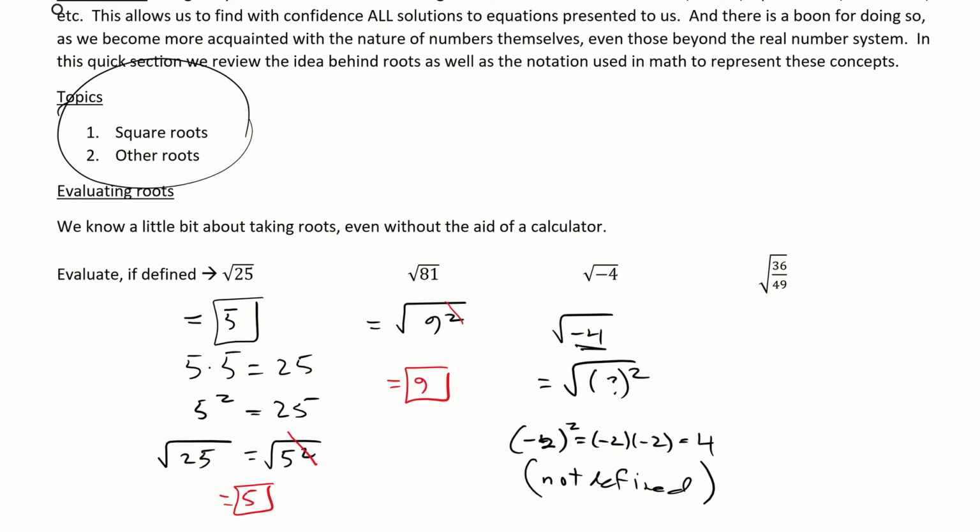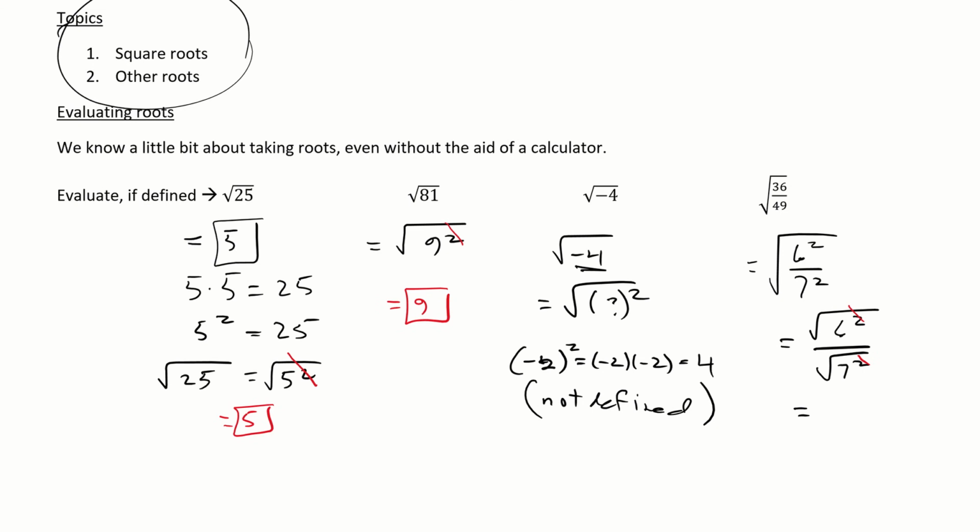How about this one? Well, it's equal to the square root of, watch this, 6 squared over 7 squared. Now, here's something else. It's the square root of 6 squared divided by the square root of 7 squared. Wait a second. You get to cancel those radicals with the squares, and on top you get 6, downstairs you get 7. Did you know that it was 6 over 7?